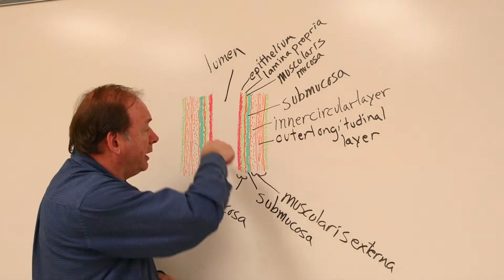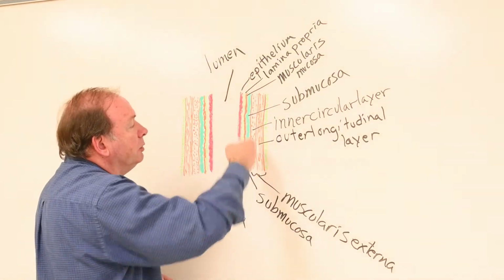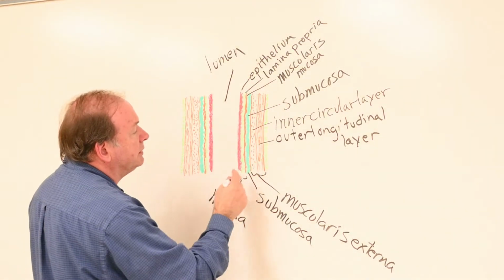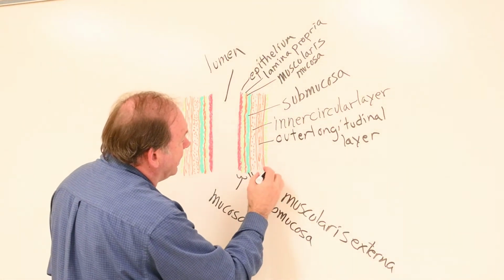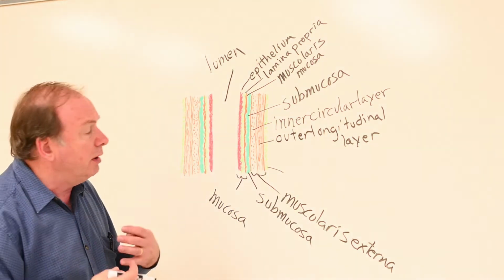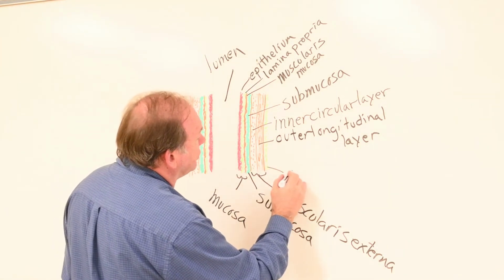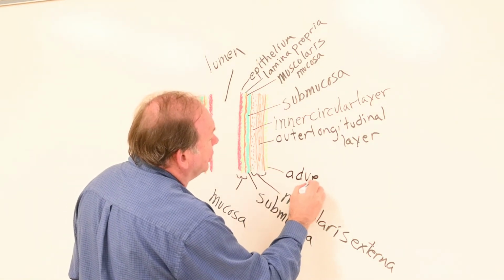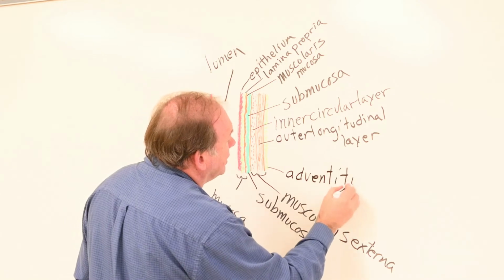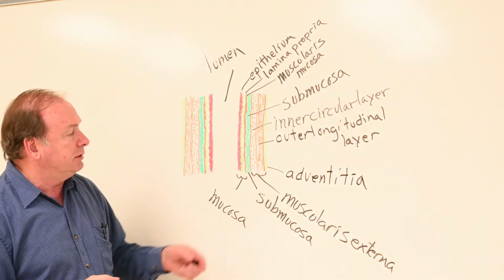The inner circular layer goes around the circumference, and the longitudinal runs up and down the esophagus. The very last layer on the outside is another smooth muscle layer. It also contains some nerves and blood vessels and so forth, but it's loose connective tissue, and it's referred to as the adventitia. Again, a loose connective tissue. The light green represents loose connective tissue.